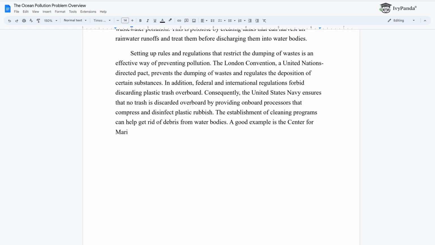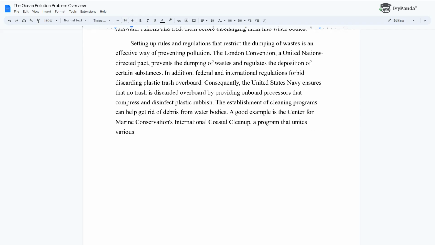A good example is the Center for Marine Conservation's International Coastal Cleanup, a program that unites various volunteers worldwide in cleaning up water bodies.